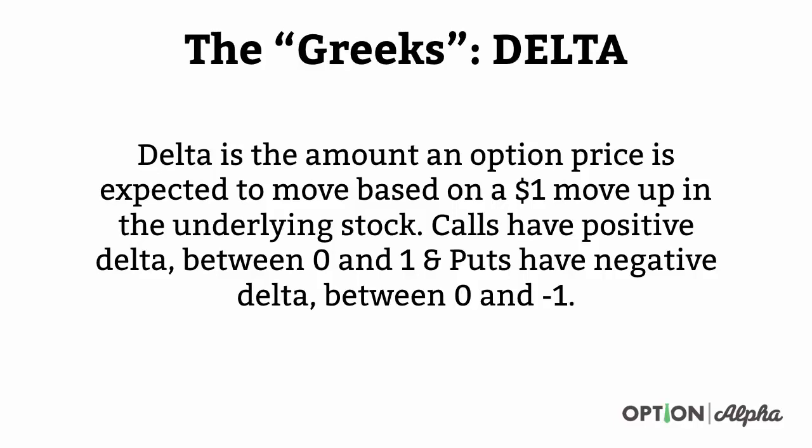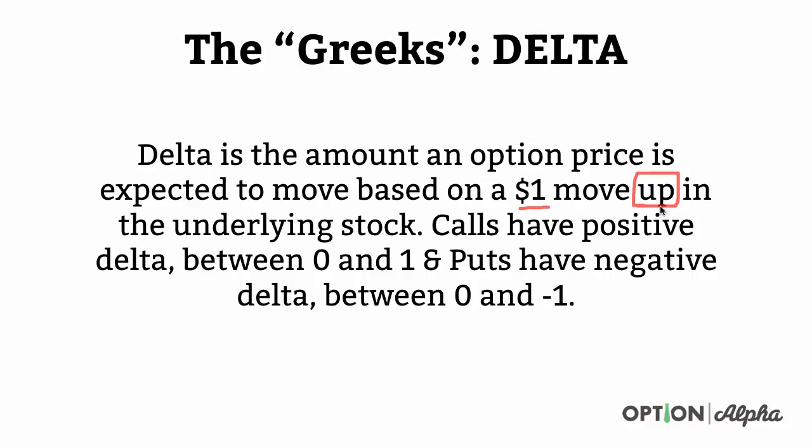Now, delta is the amount an option price is expected to move based on a $1 move up in the underlying stock. The key here is that delta is always based on an upward movement of the stock. It's always based on a $1 move, no matter if it's a $500 stock or a $2 stock. It doesn't matter. It's always based on a $1 move up.